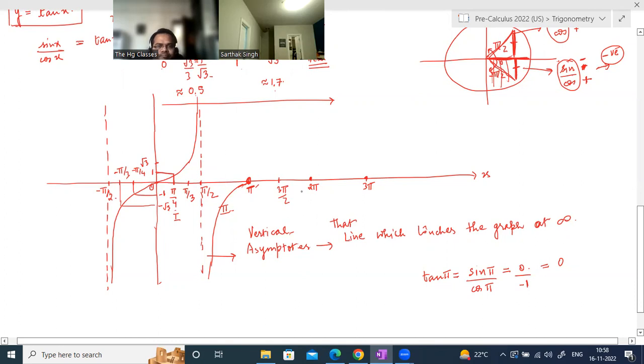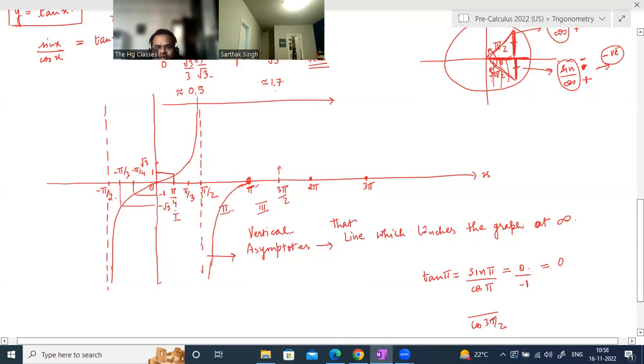3 pi by 2 it will be... pi to 3 pi by 2, this third quadrant, it would be positive. And we know that at 3 pi by 2, cos is 0. Now the cos will become 0 at 3 pi by 2.